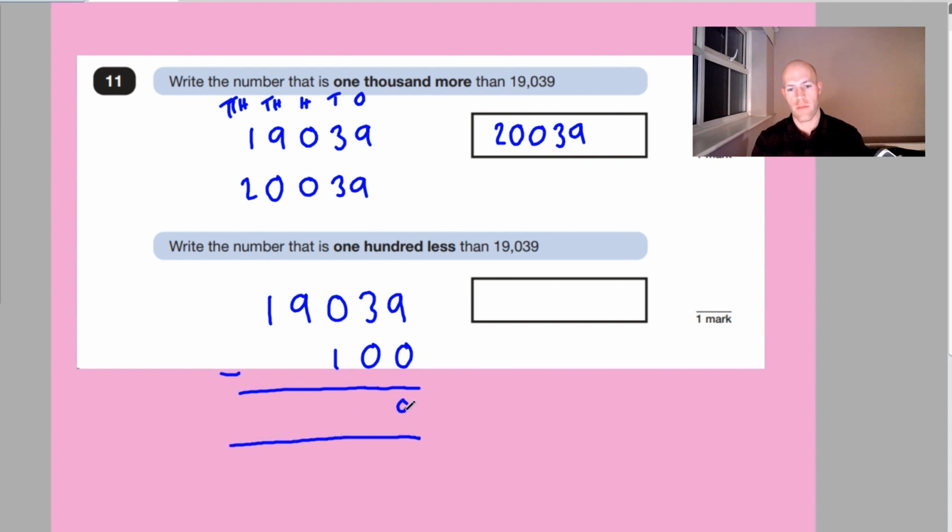9 take away 0. 9 take away nothing, still 9. 3 take away 0, still 3. 0 take away 1, I've got nothing, I can't take away 1 from it. Exchange, 10. 10 take away 1 is 9. 8 take away effectively 0 is 8. 1 take away nothing is 1. 18,939. You might be thinking to yourself, yeah, I could do that in my head.